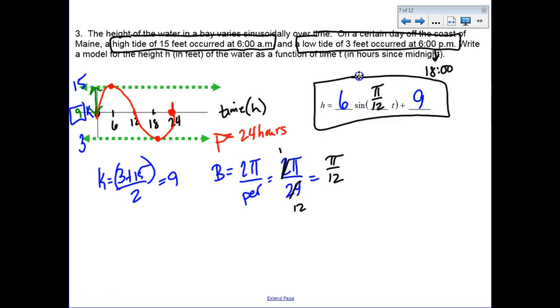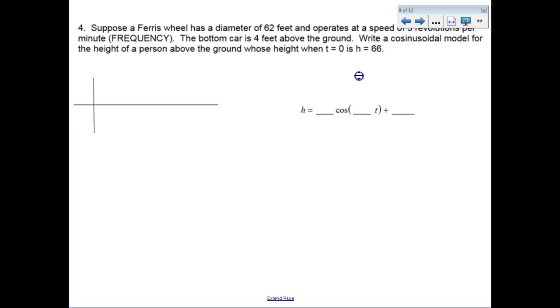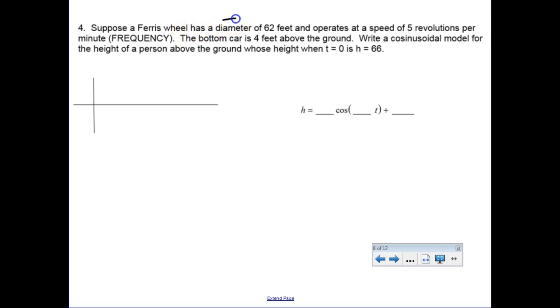Isn't that lovely? All right, I gave you a bunch of examples of these questions to practice, just because this is your only shot at getting a good score without doing retakes, so we want to make sure we get a good score. This clue's about a Ferris wheel, and it has a diameter of 62 feet. We'll come back to that in a moment. It operates at a speed of 5 revolutions per minute.